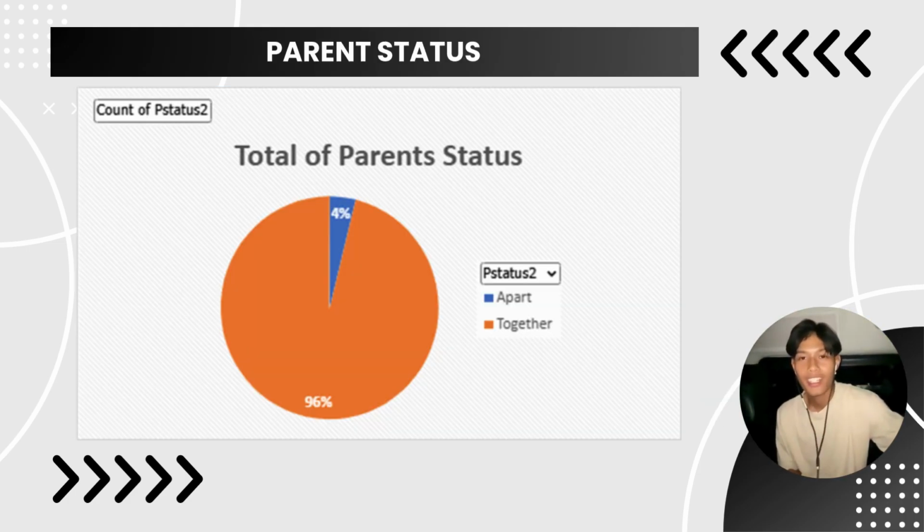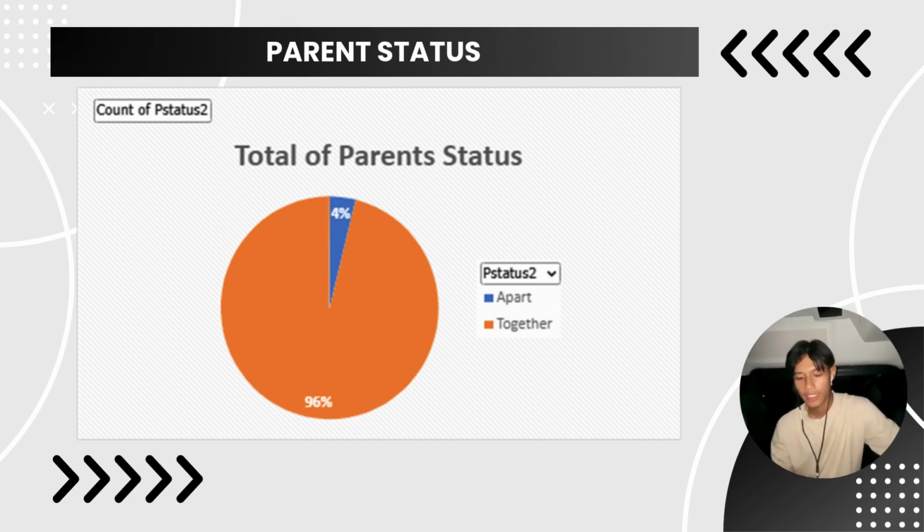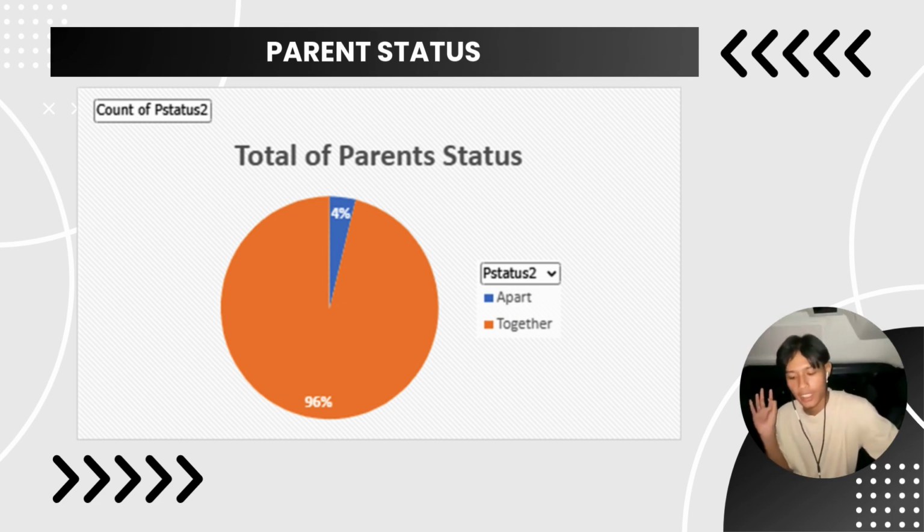For the second one, as you can see here, the pie chart shows the data of the total parent status. In this graph, the orange one is 96%, the total where their parents are together, and the blue one represents 4% of parent status where they are apart in their social life. So let's move to the third one.